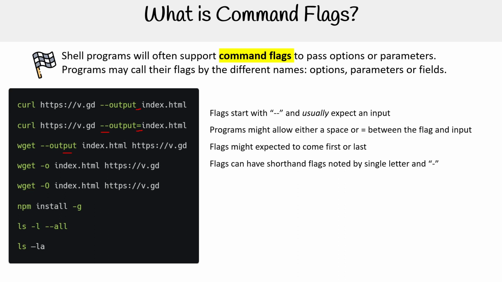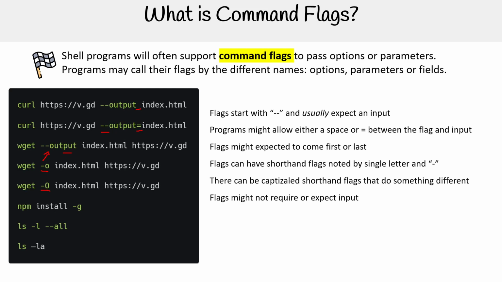Flags can have shorthand flags noted by the single hyphen. So notice we have output here. This hyphen O means the exact same thing as the one above here. There could be a capitalized shorthand flag that does something different. So this hyphen capital O does not do the same thing as the one above. Flags might not require or expect an input. So here it's just hyphen G, no input required.